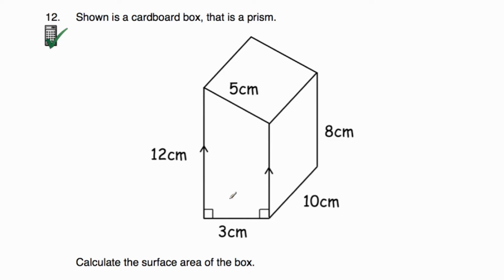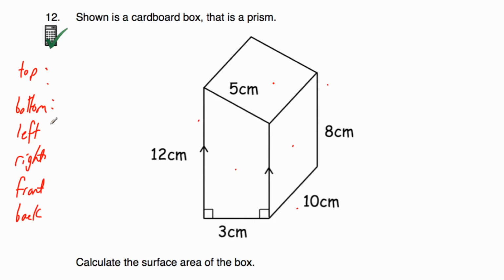So this prism has got 6 faces. It's got the face on this side, the right hand side, the left hand side, the front, the back, the top and the bottom. Okay, so we need to get the area of those 6 faces. So we need to get the top, the bottom, the left, the right, the front, and the back. Then we need to get those 6 areas and add them up to get the total surface area of the box. So let's start with the top.